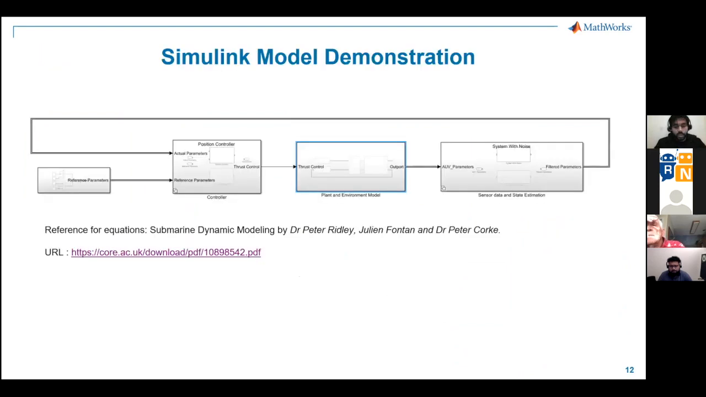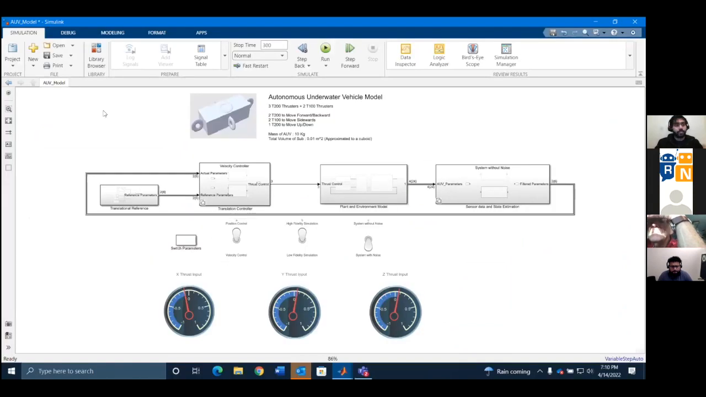Now let's take a quick look at the Simulink demonstration. All the equations that I've used are from a paper called Submarine Dynamic Modeling, and I have pinned down a link here. We have modeled our AUV as a rectangular rigid body, and it has 5 actuators. Let's take a look at the plant and environment model.